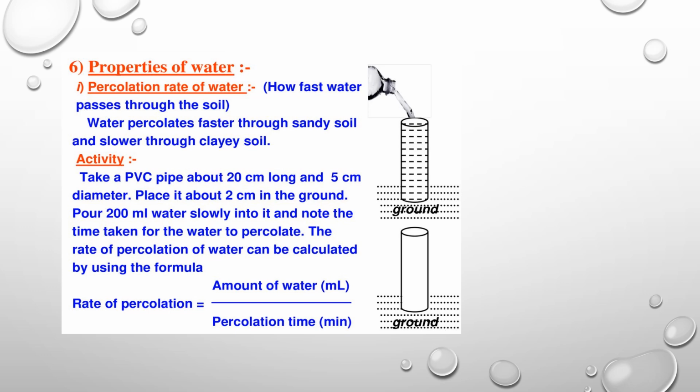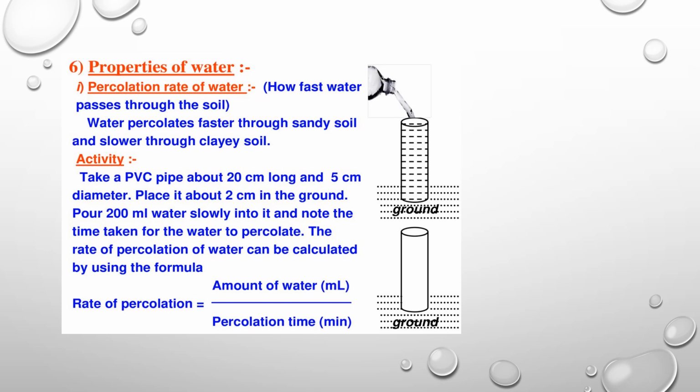The next one, it is properties of water. Again, second property, percolation of water. How fast water passes through the soil. So water percolates faster through sandy soil and slower through clayey soil. In our textbook there is a small problem on this which you should know how to work out. I have given it in the question bank also.